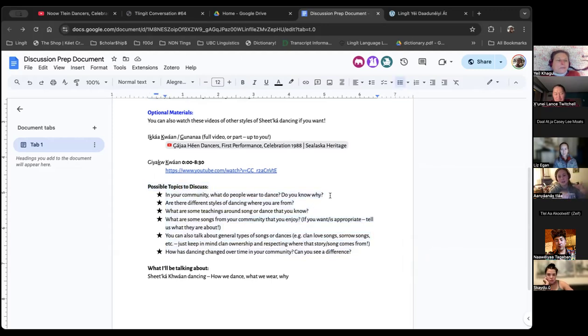So, like I said, what do people wear to dance in your community? Do you know why or where that comes from? Different styles of dancing you're familiar with. I thought that would be a good opportunity for people to use different verbs and ways to describe how people move.